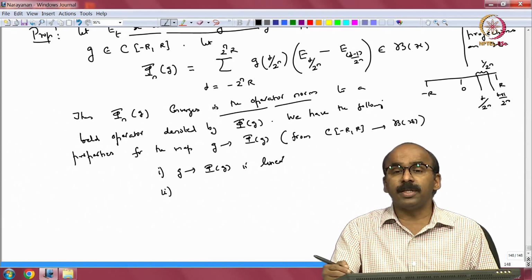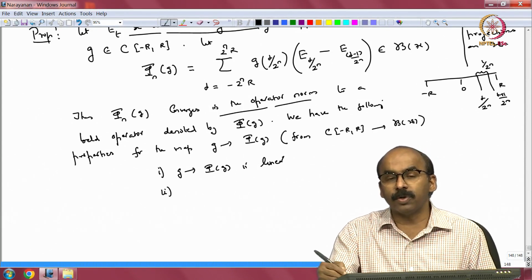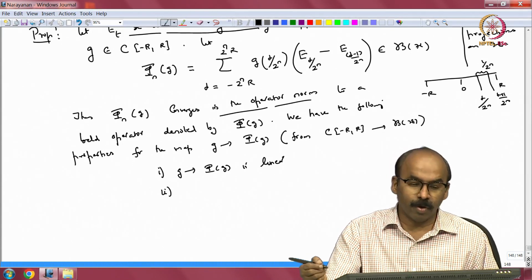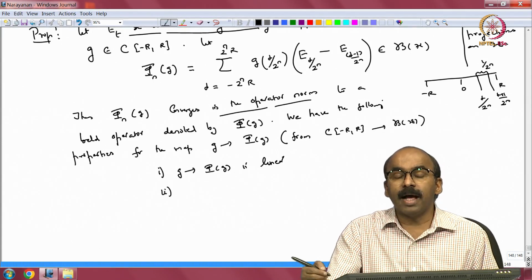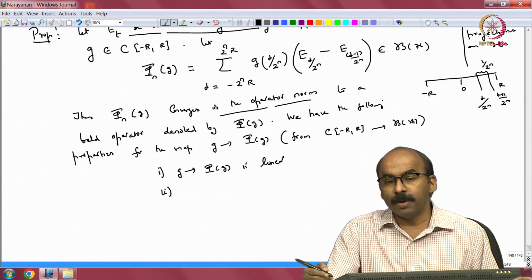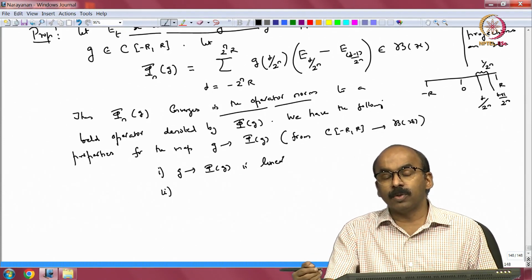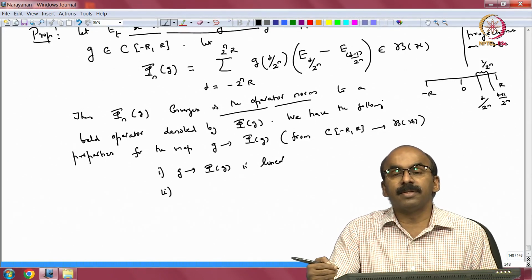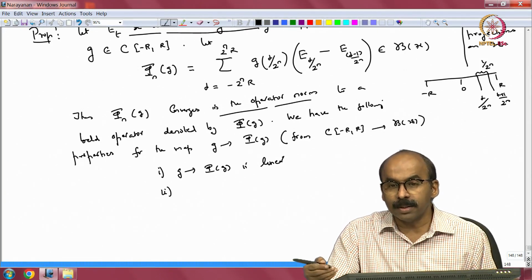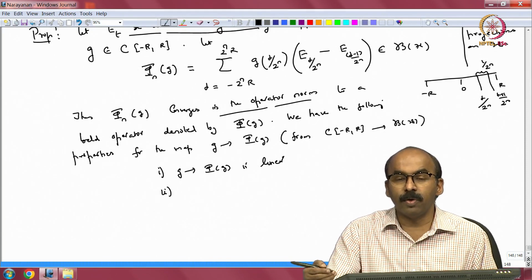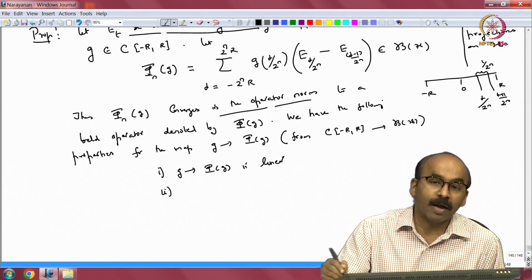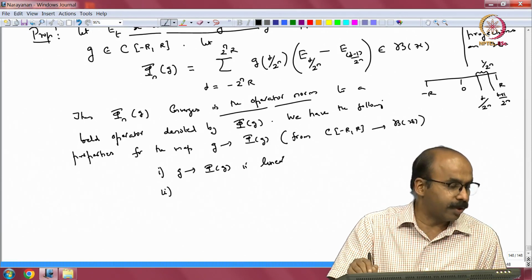We are going to prove these properties for the map g going to phi g by proving the same properties for phi n. If phi n has those properties, and those properties are preserved under taking limits with respect to the operator norm, then the limiting map g going to phi g will also have the same properties, right. That is all we are doing.